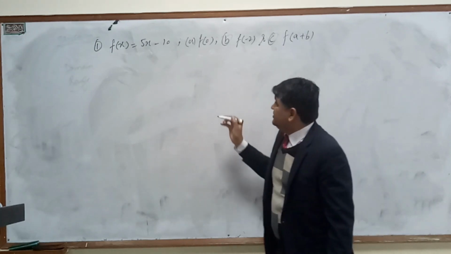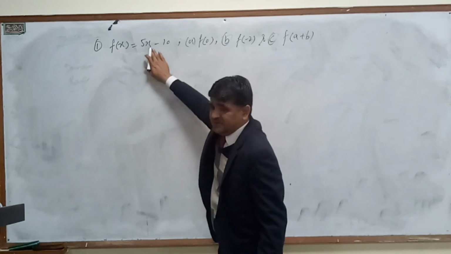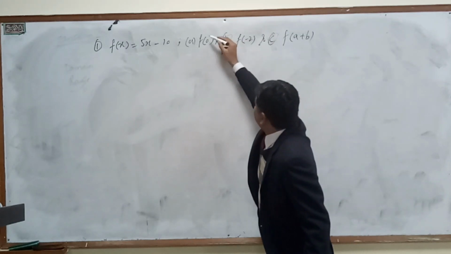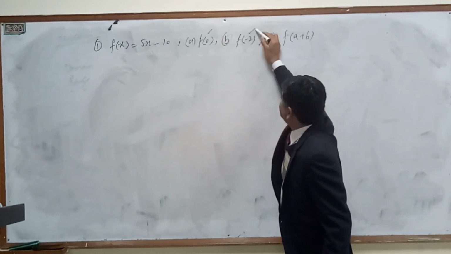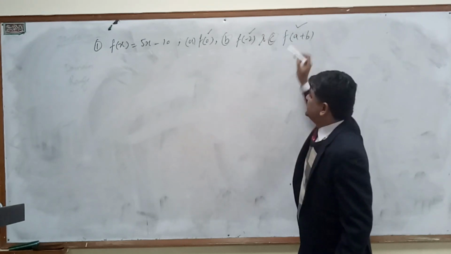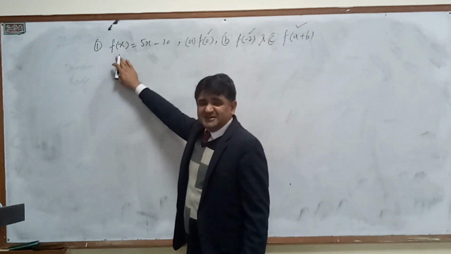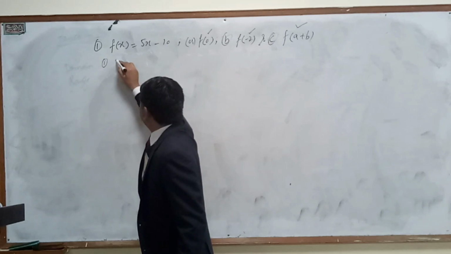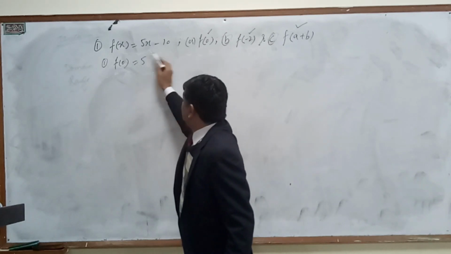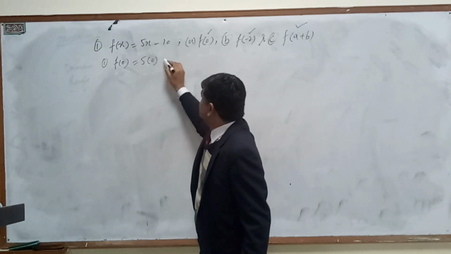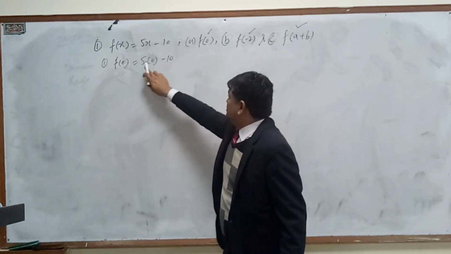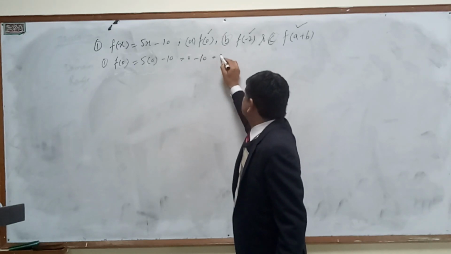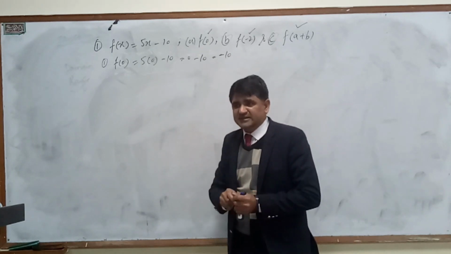As you know that x is a variable, and what are the values of the variable? One is 0, second time minus 2, third time a plus b. So instead of x we will be placing its value. Part A, which is f of 0: 5 times 0 minus 10. 5 multiplied with 0 is 0, minus 10. So the value of f of 0 is minus 10.